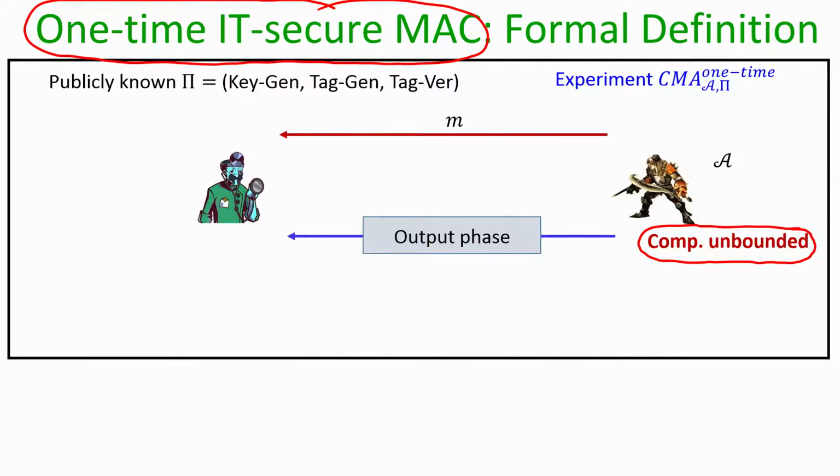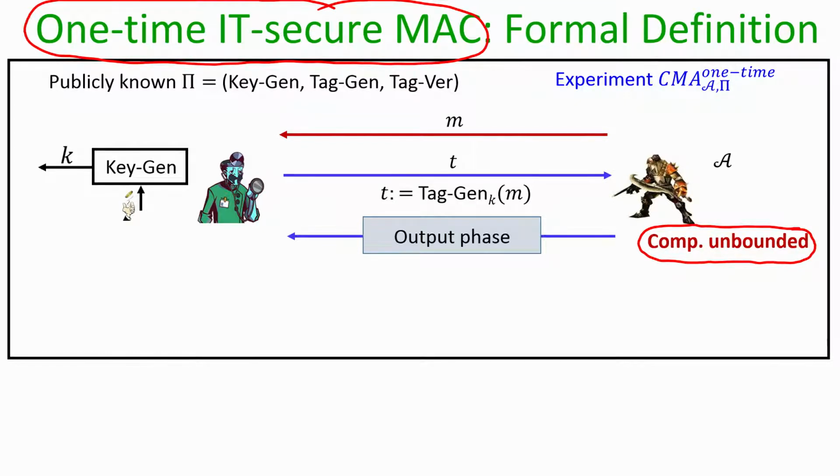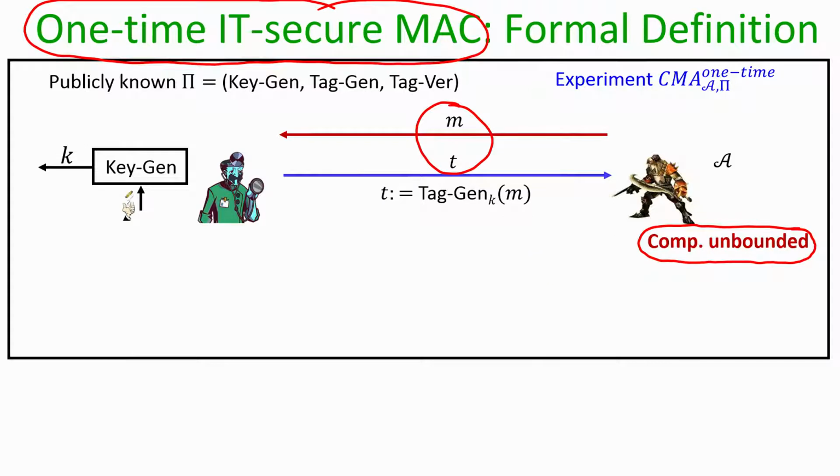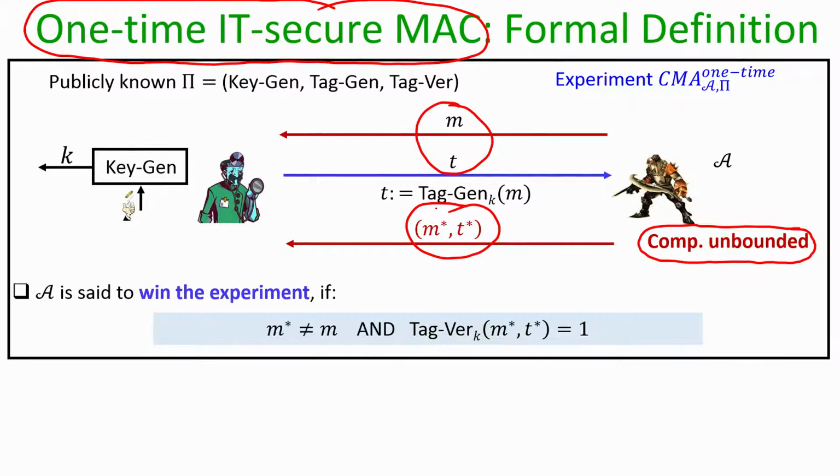The adversary can ask for a tag on any message of its choice, and to respond to the adversary's query, the experiment or the verifier runs the key generation algorithm, obtains a key, and computes the tag on the message for which the adversary has asked, and the tag is sent back to the adversary. This models that the adversary, sitting between the sender and the receiver, has seen a (message, tag) pair. Now the goal of the adversary is to come up with a forgery. That means, based on the knowledge of (m, t) and without knowing the key k, the goal of the adversary is to come up with a pair (m*, t*).